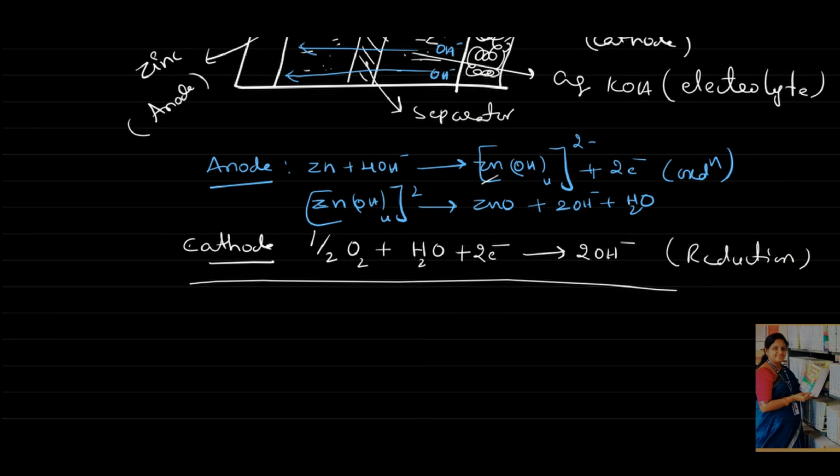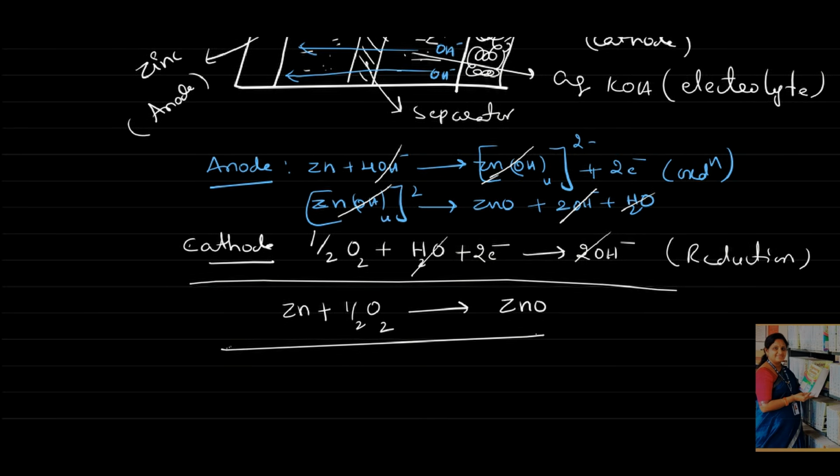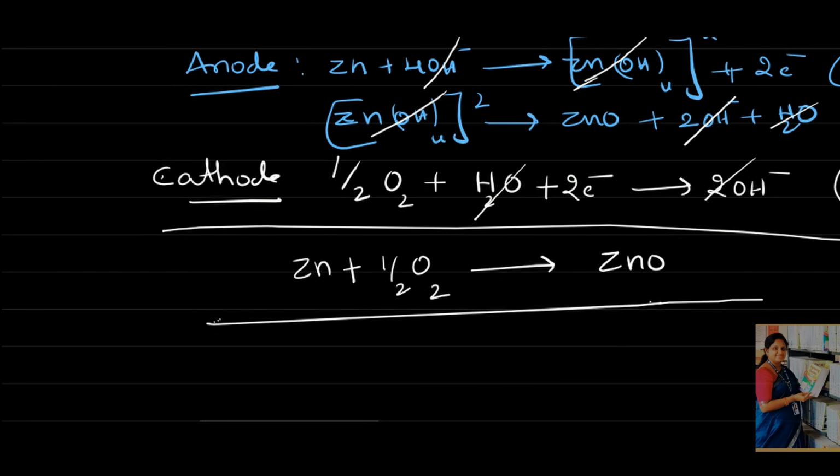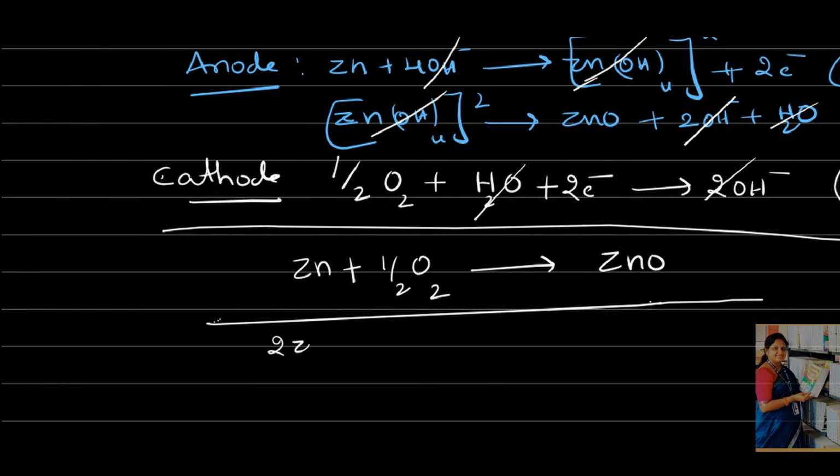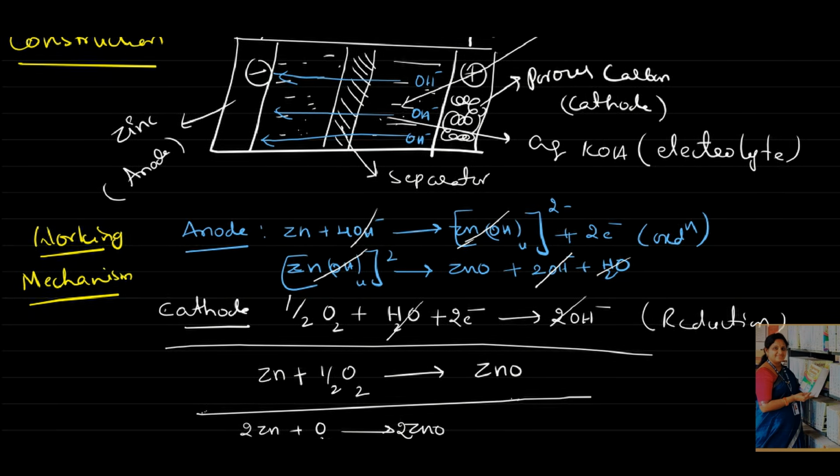Let us see the overall reaction. Here you can write like this: overall reaction Zn plus half O2 gives rise to ZnO, zinc oxide. This is the overall reaction. Or you can write 2 Zn plus O2 gives rise to 2 ZnO. You can write like this also. This is the working principle of this zinc-air battery or mechanism of zinc-air battery.